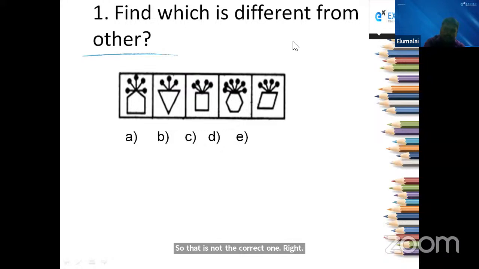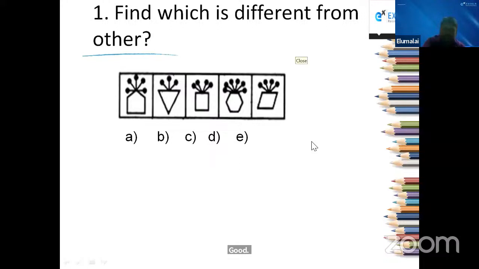Distance between pins. No. Good. One of you has found the correct answer. Fourth option is parallelogram. No, that is not the reason. Good. So some of you have really identified the correct answers.